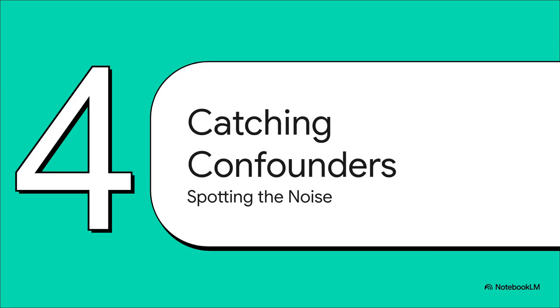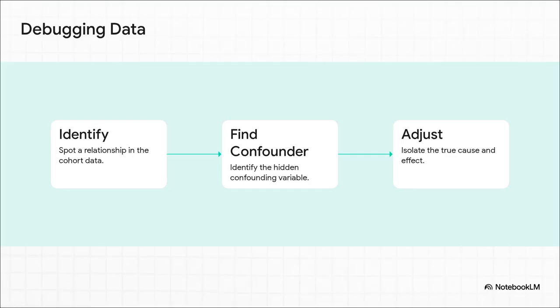Which brings us to Section 4, catching the confounders. Here's the catch with observational studies. Because you aren't strictly controlling the environment like you do in an RCT, your data is going to be noisy. In medical research, this noise is called a confounder. Think of a confounder as a highly critical bug in your dataset that is totally skewing your signal. Debugging this requires a really systematic approach.